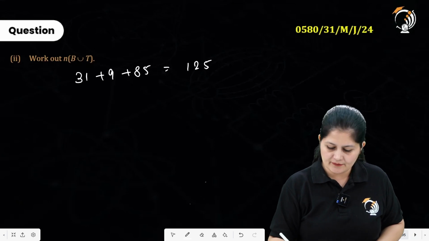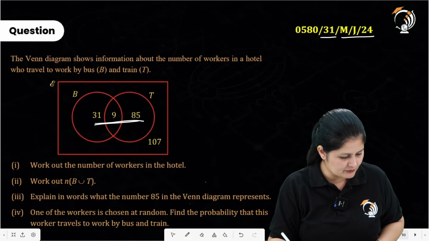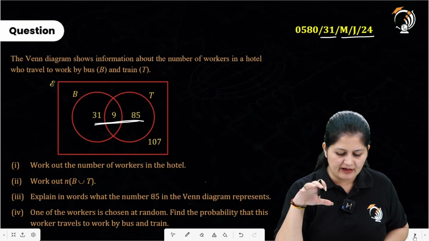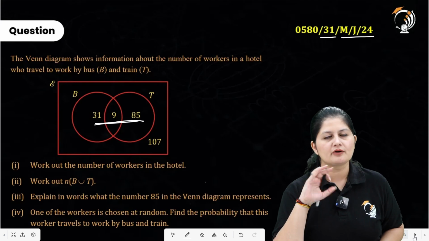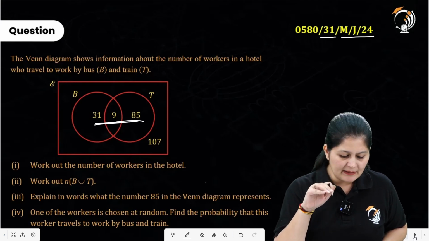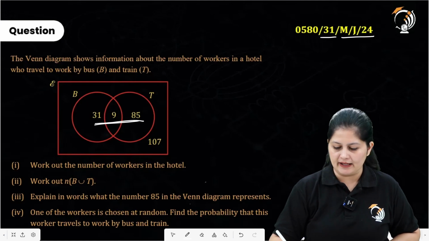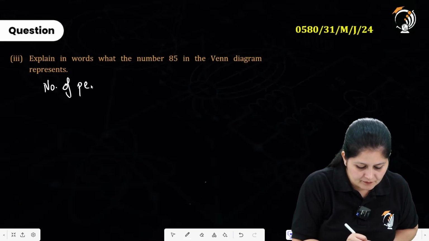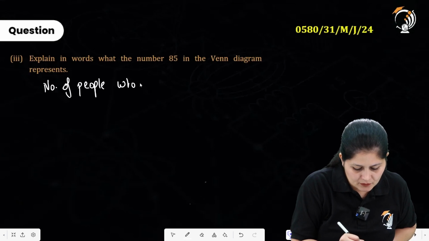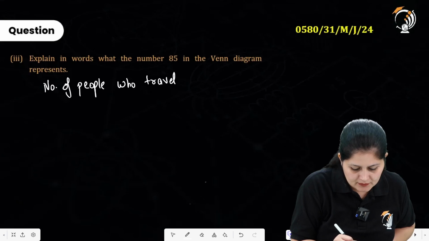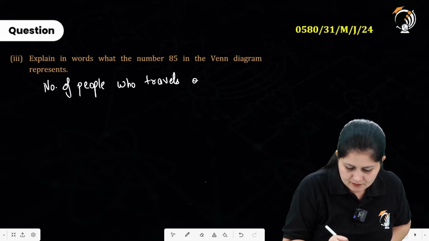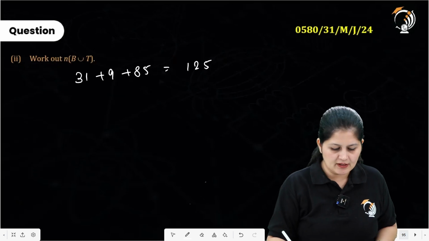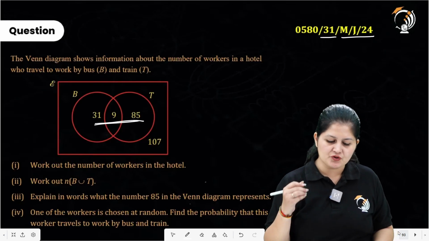Further, was it union or intersection? That was union. Okay. Further, explain in words what the number 85 in the Venn diagram represents. In the Venn diagram, the number 85 represents the people who travel to work only by train. So here, the number of people who travel only by train.